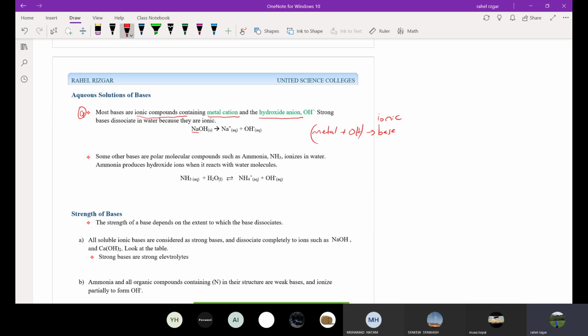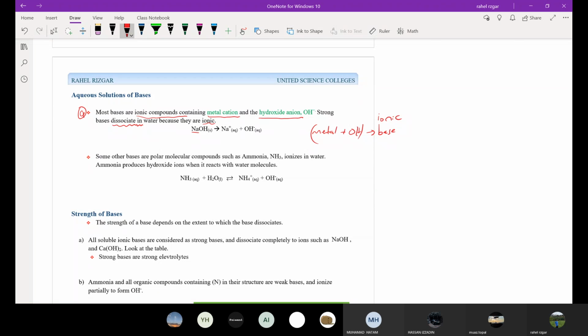And if they are ionic compounds, then the strong base will do what? Instead of ionization, they will dissociate because they're ionic. They don't ionize, they only dissociate.